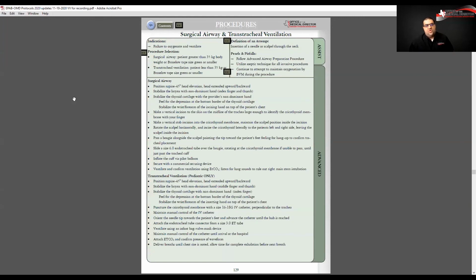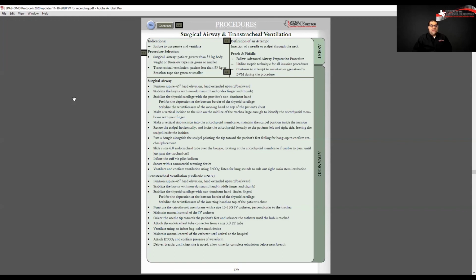When it comes to our surgical airway page, as well as what is essentially an old but new procedure of transtracheal ventilation, that's now incorporated all in this one page. We have added in the definition of an attempt, which is the insertion of a needle or a scalpel through the neck. And we've talked about when to use which type of surgical airway. So for patients over 35 kilos, we'll use the standard surgical airway approach with the scalpel and the bougie and an endotracheal tube. But for patients less than 35 kilos who have that poorly defined cartilage and wouldn't tolerate a traditional surgical airway, we'll be performing transtracheal ventilation.